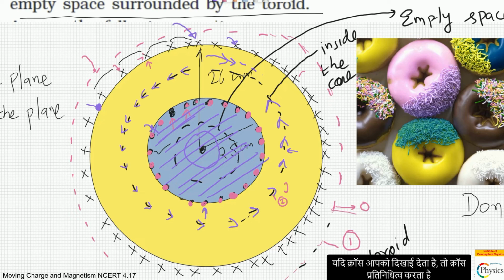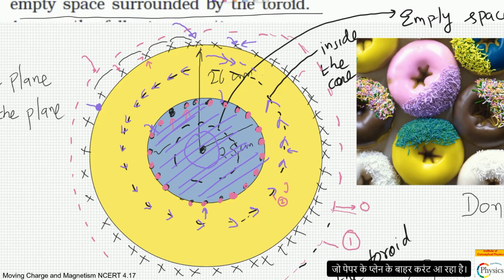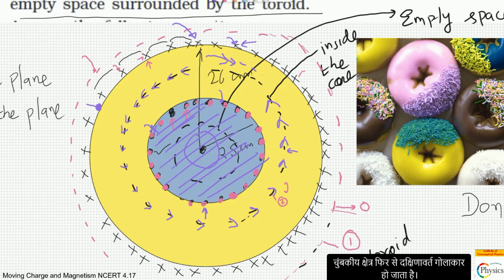The cross represents the current which is going inside, and the dot represents the current coming outside the plane of the paper. For this arrangement, the direction of the circular magnetic field in the core is anti-clockwise. Inverse the current, and the magnetic field becomes clockwise, circular again.